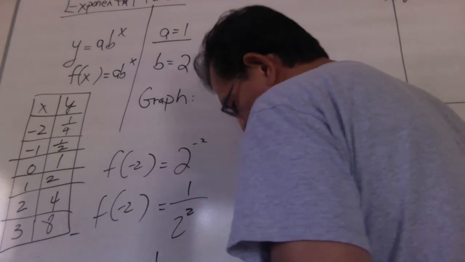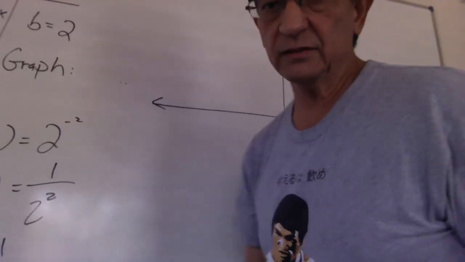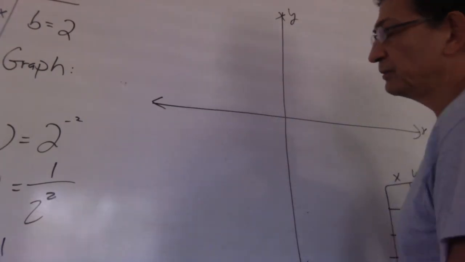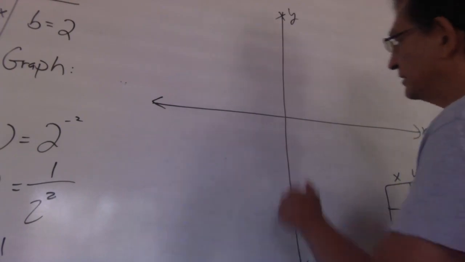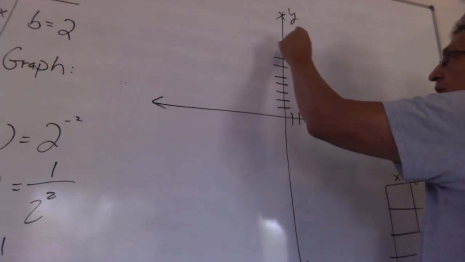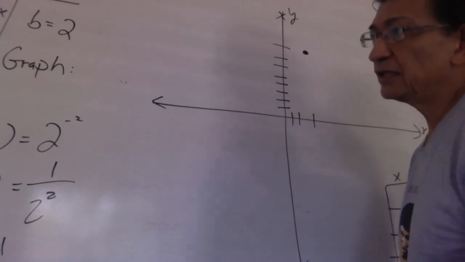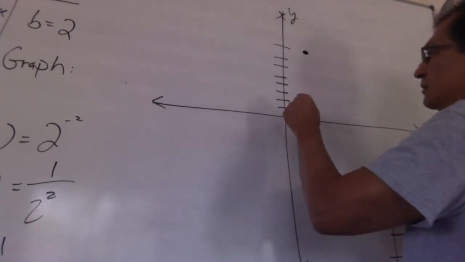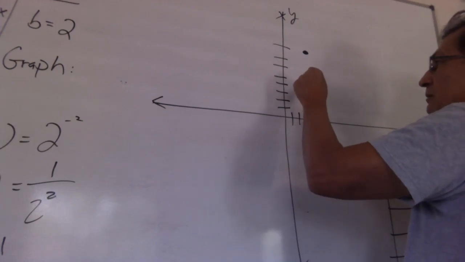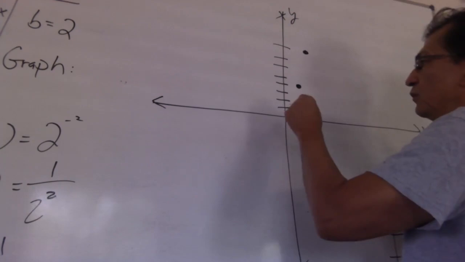All right, so let's graph these points here. I have an x and y axis here, and we're going to graph our points. Remember, the first one was 3, 8. So 1, 2, 3, 1, 2, 3, 4, 5, 6, 7, 8. So 3, 8 is here. Our next point is 2, 4: over 2, up 4. 1, 2, 3, 4. And then our next point is 1, 2: over 1, up 2.